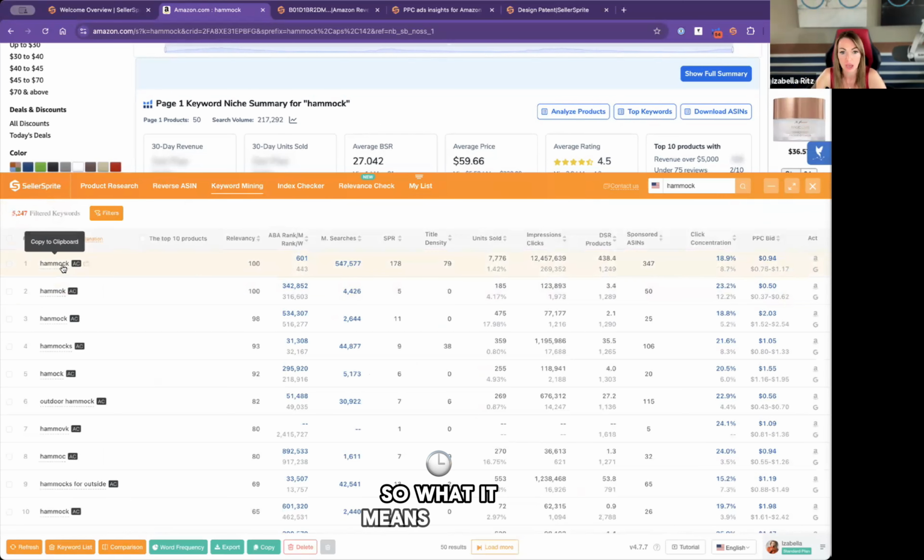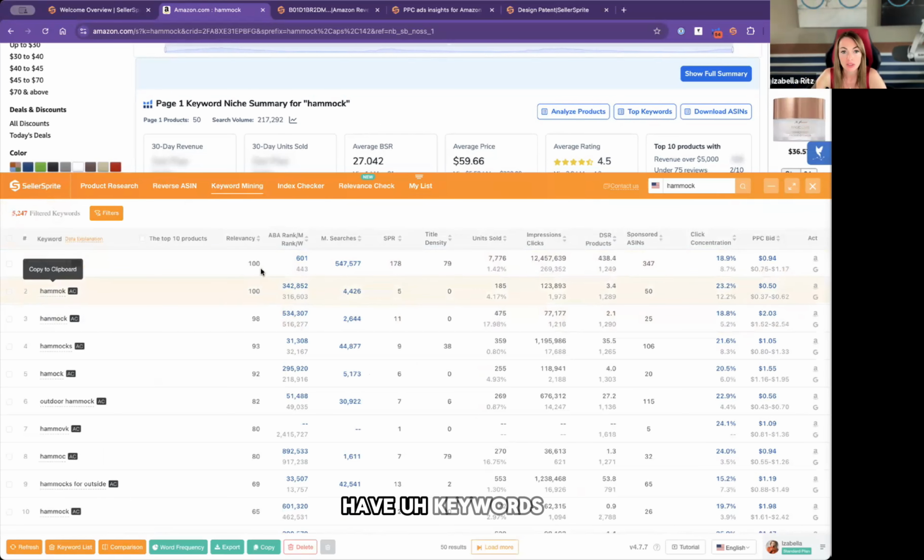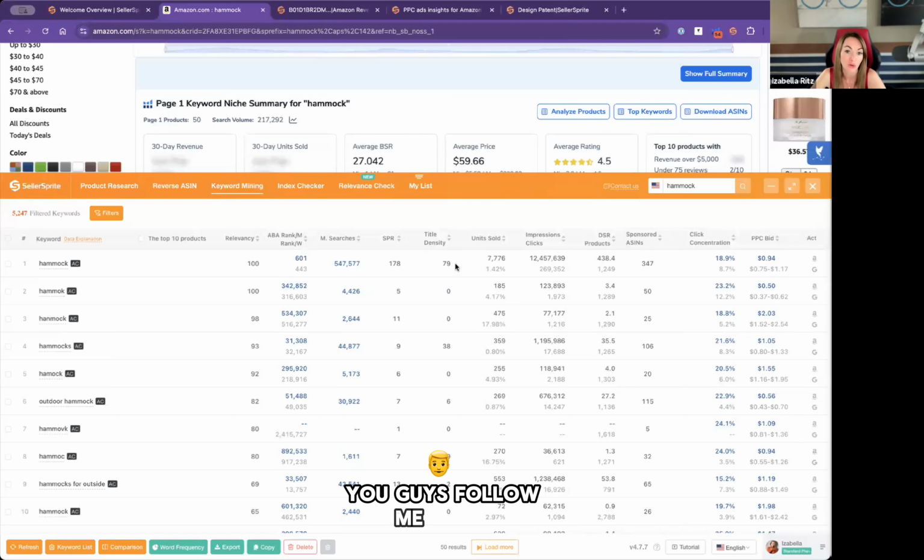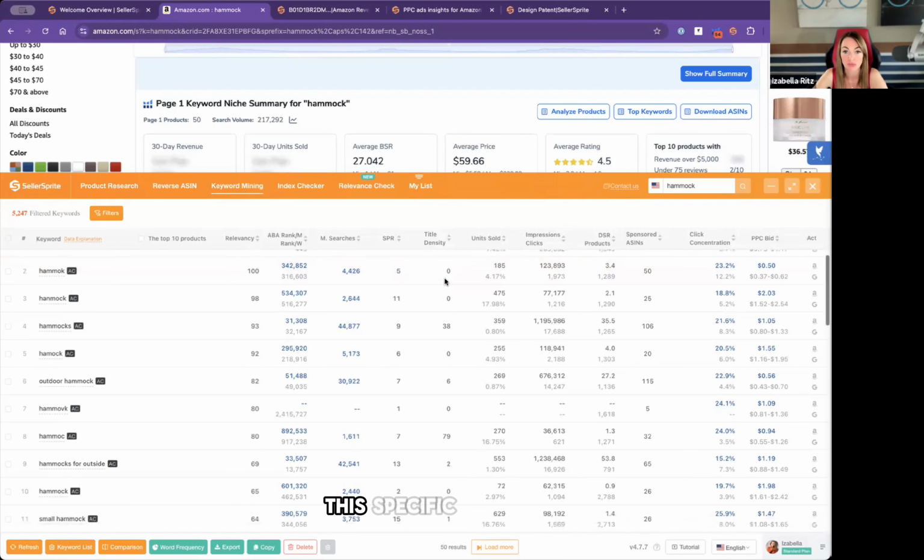Right? So what it means, now we have keywords, now we have relevancy of the keywords, now we have searches, we have title density. And if you guys follow me for a while, you already know that I do pay attention to title density, because if I want to be ranked for the specific keyword, I have to understand if I do have a lot of competitors that are trying to kill each other and cut the throat to be on page one or be in sponsored campaign for this specific keyword.